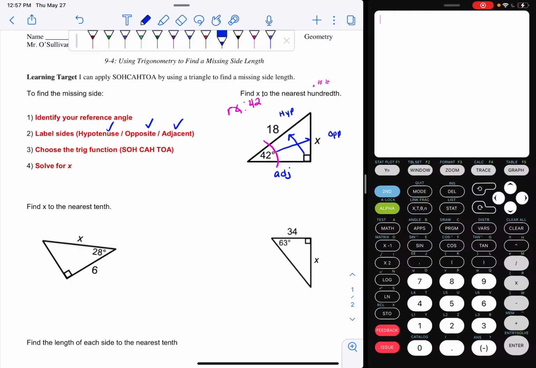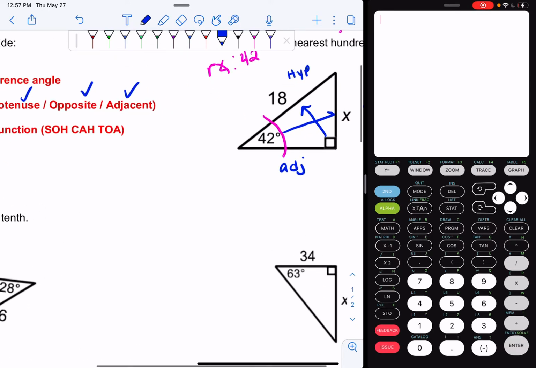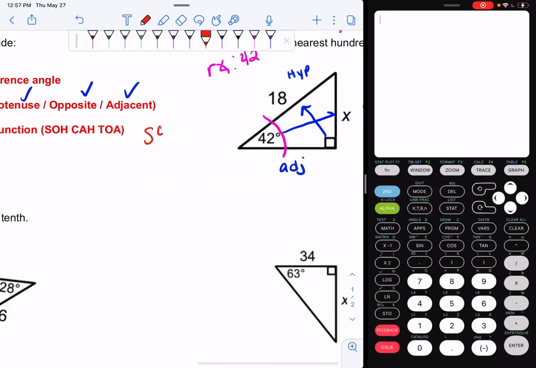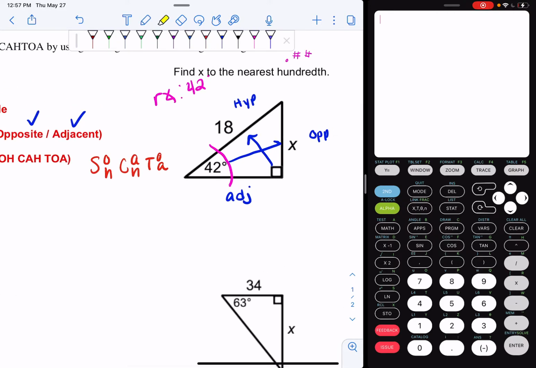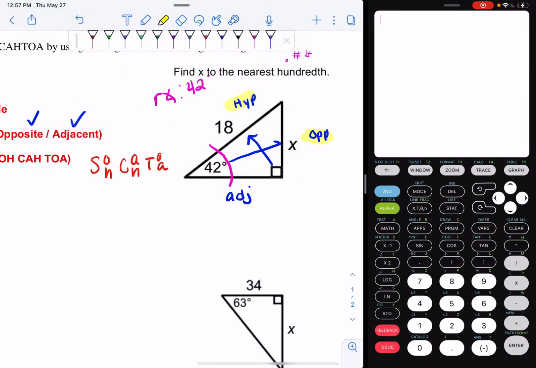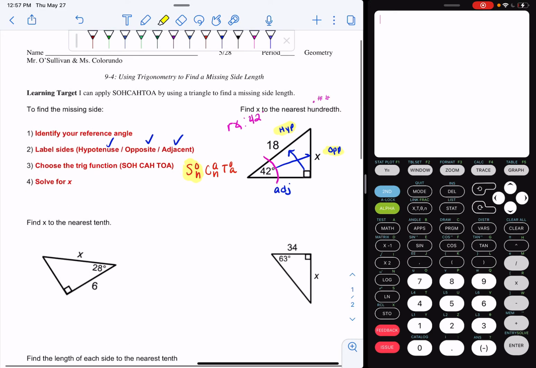Step 3 says choose your trig function. So basically, you need to figure out what you have information about. I have SOHCAHTOA, so I'm going to write down SOHCAHTOA on the outside of my image. If you look, I have information about my opposite, and I have information about my hypotenuse. So when I'm dealing with opposite and hypotenuse, I'm dealing with sine of theta. So the first thing we do is we're now going to solve for x.